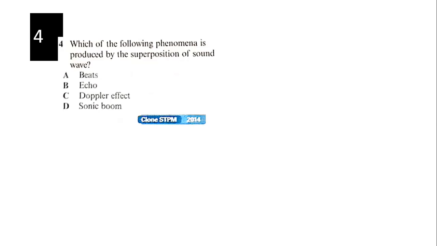Right. Remember superposition, we have two waves. We add them up, get the resultant. What's the answer?